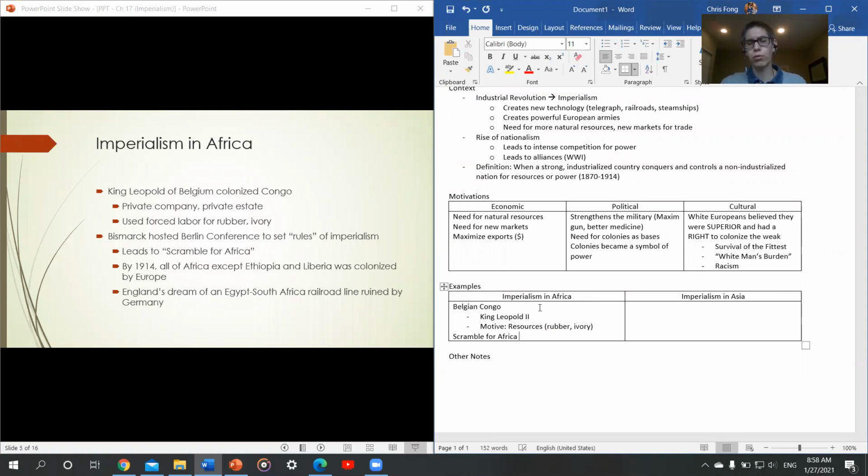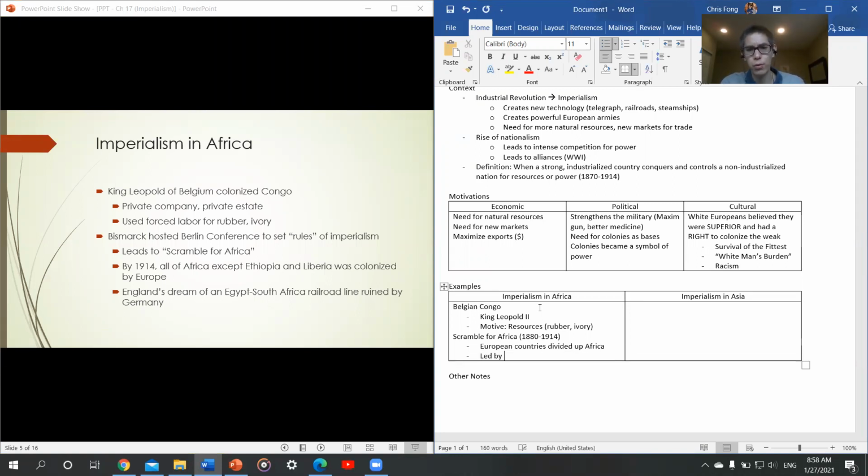Now, after Belgium goes to the Congo, and Belgium kind of proves and shows that a strong industrialized European country can relatively easily conquer and control a non-industrialized African country, that leads other European countries to want a piece as well. This leads to something called the Scramble for Africa, generally 1880 to 1914, where European countries basically took a map of Africa and they drew some lines and they split up Africa for themselves. So European countries basically divided up Africa amongst themselves.